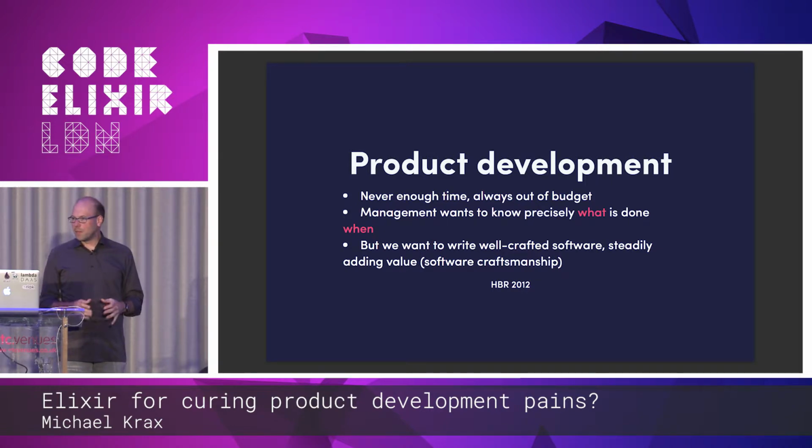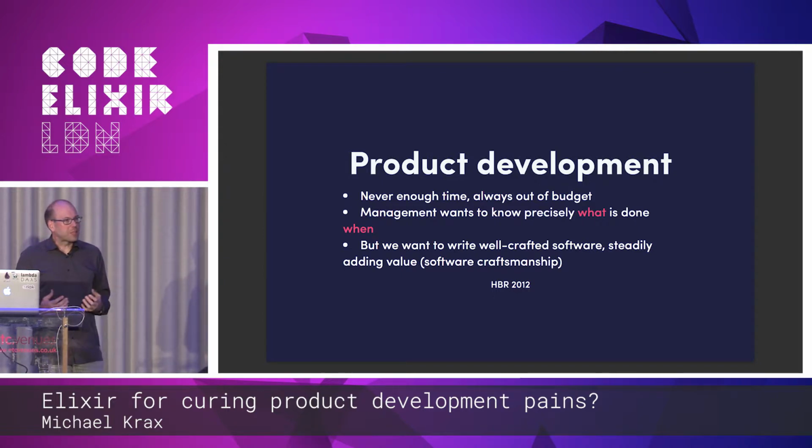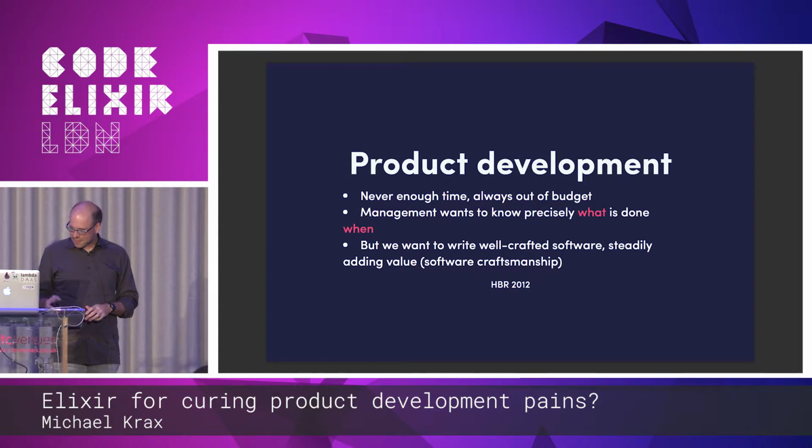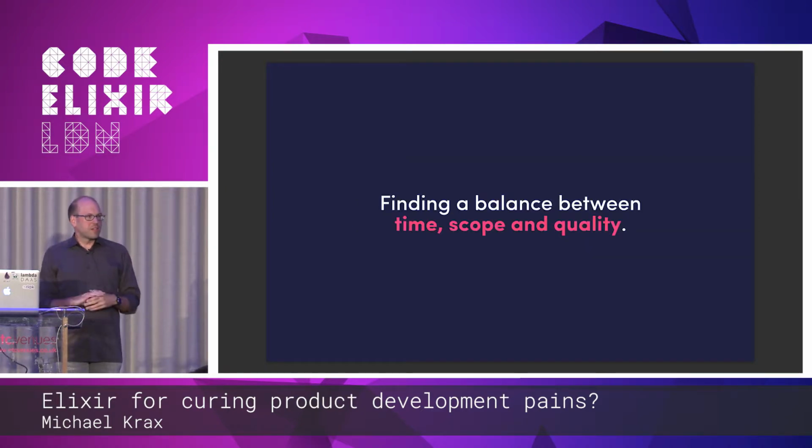And on the opposite side, we want to write good code, well-crafted software, steadily adding value. When Qixxit was started, software craftsmanship was one of the core values in the engineering team there, and I tried to keep it that way, while avoiding the term software craftsmanship, using a little bit more gender mainstreamed terms for that. Now, in my own words, finding a balance between time, scope, and quality.